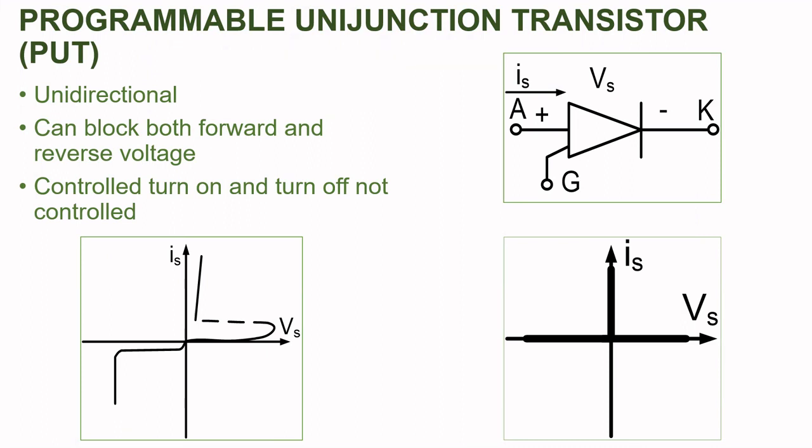Programmable unijunction transistor or PUT. PUT is a unidirectional device. It can block both forward and reverse voltage. The turn on process of the PUT can be controlled, but the turn off process is not controlled. The main application of PUT is in triggering circuits of SCR.